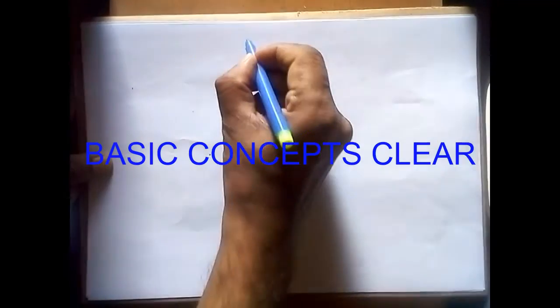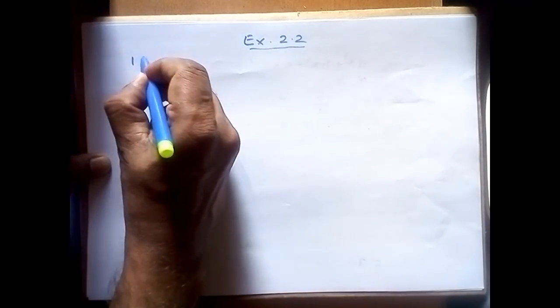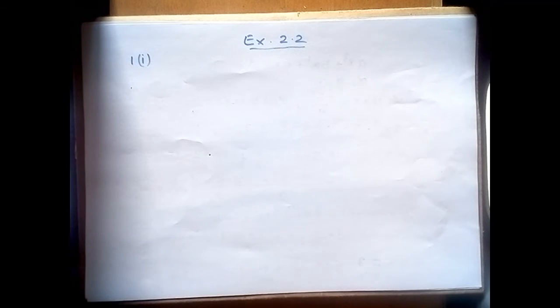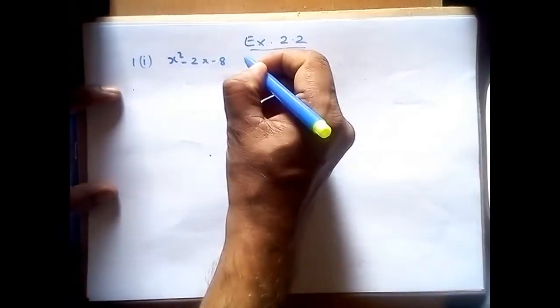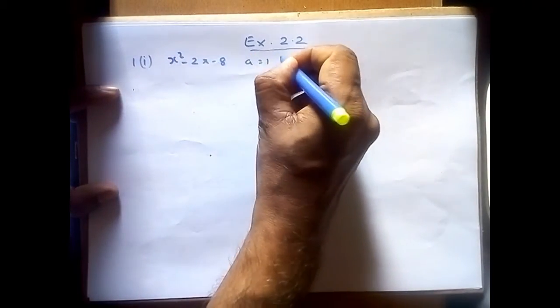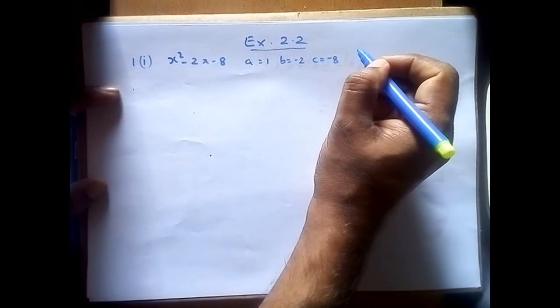Now we have the concepts clear. With these concepts we are going to do exercise 2.2. So, first question, first sub-question. Find the zeros of the following quadratic polynomials and verify the relationship between the zeros and the coefficients. It is x² − 2x − 8. Here a is equal to 1, b is −2, and c is −8.